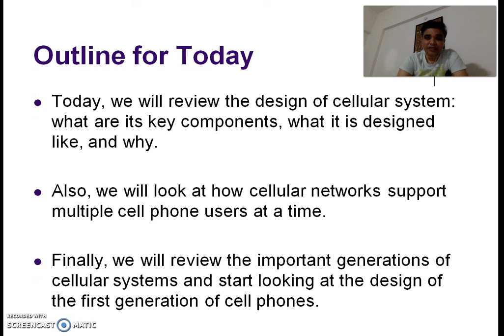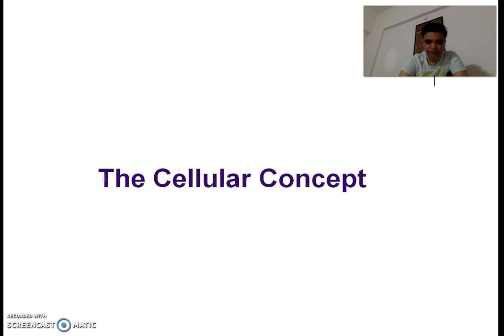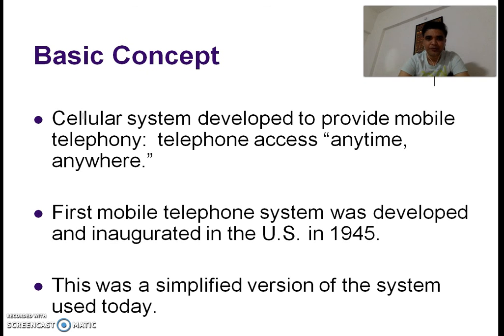Today we will review the design of the cellular system: what the key components are, what it is designed like and why. Also we will look at how a cellular network supports multiple cell phone users at a time. Finally we will review the important generations of cellular systems and start looking at the design of the first generation of cell phones. The cellular concept.